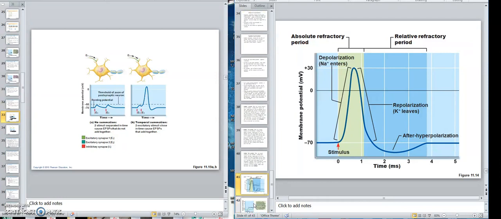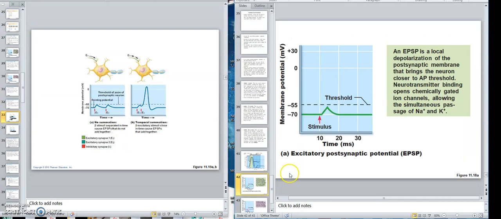Now, if I come back then and I look at this, the key to this really was that an EPSP, that's 10, that's 20, see, that's about 10 milliseconds. That's a lot different than that 3 milliseconds or less.